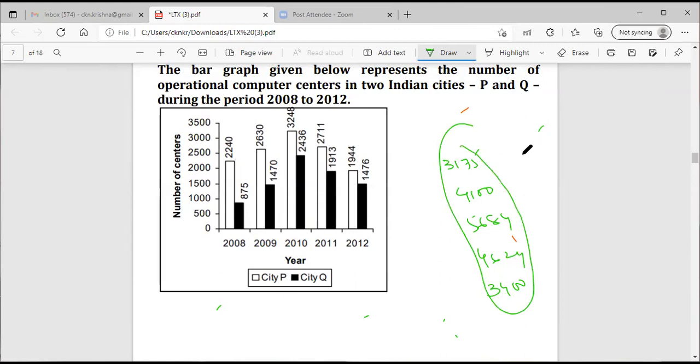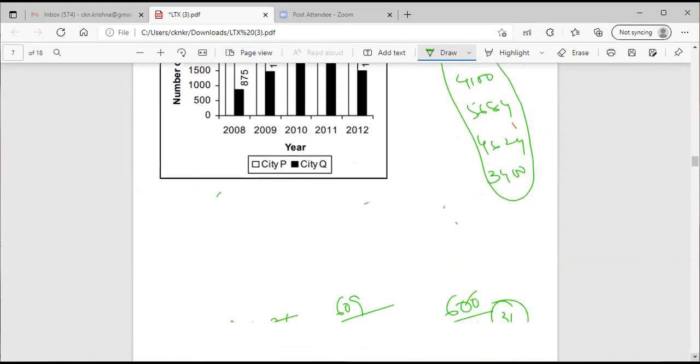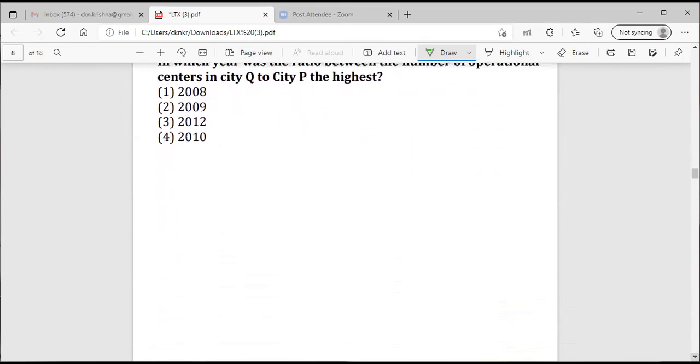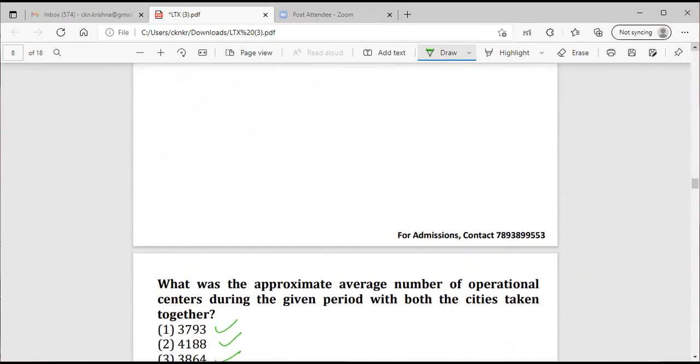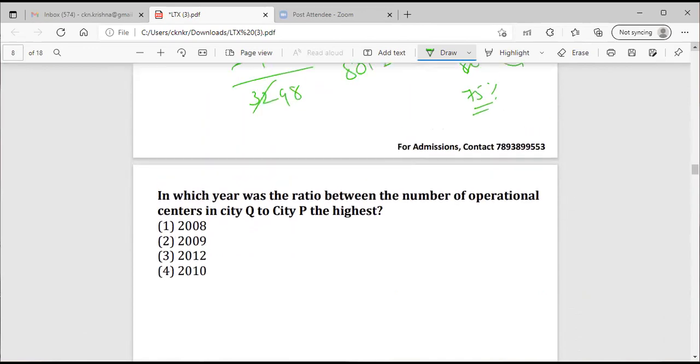Now, what is the approximate average? This is what they ask you, right? Look at the option choice. How many options are very close? This is option 3741, 3845, and so on. There are two options on 3700, 3800. There are two options on 4000, but between 4000 options, one is 4100, the other is 4500. I need to have a better bet between these two.